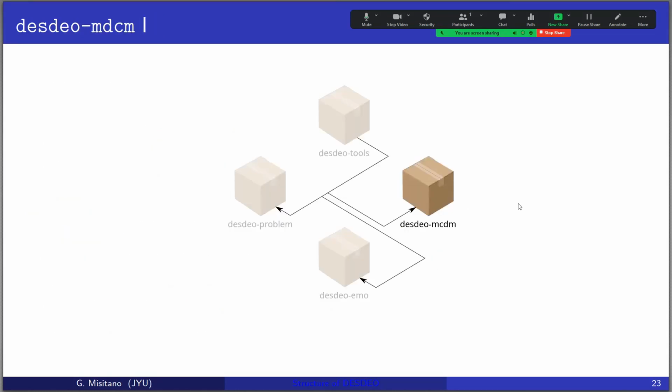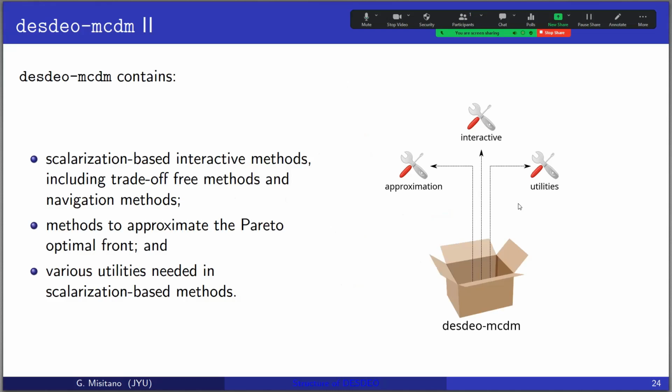Then we have DESDEO MCDM. The name comes from multiple criteria decision making, and this package is dedicated to scalarization-based methods. And we also have so-called trade-off-free methods and navigation methods in this package. If you have heard about any Nautilus method, you will find most of them in this package.